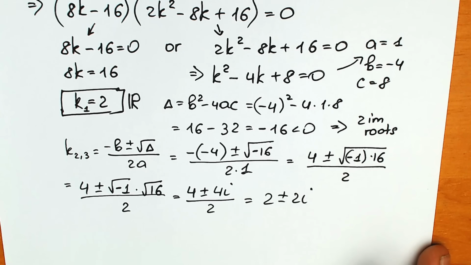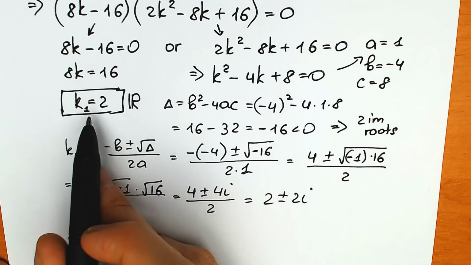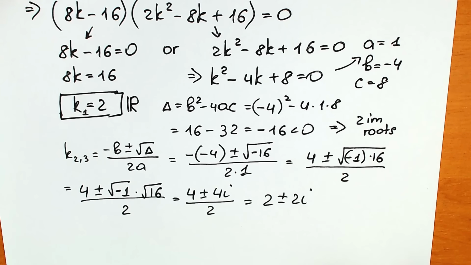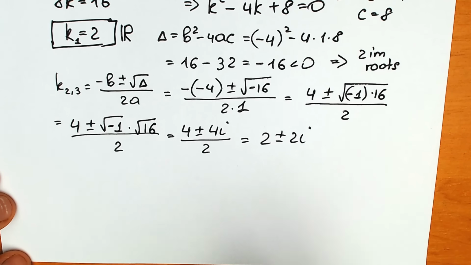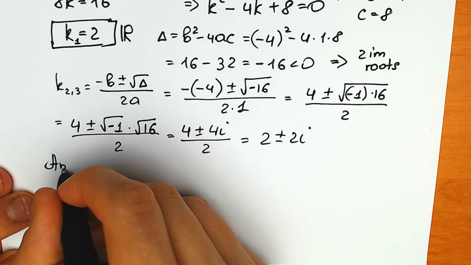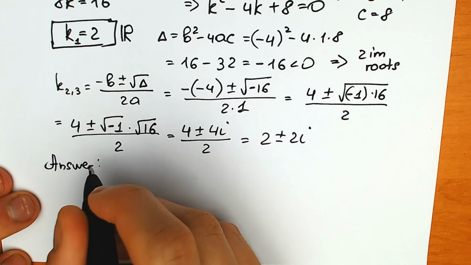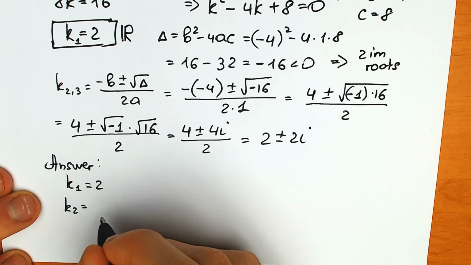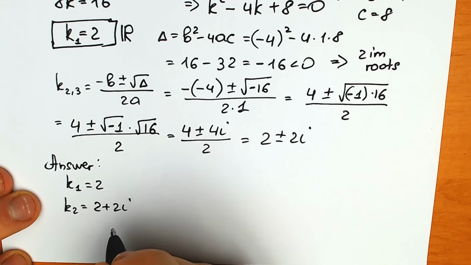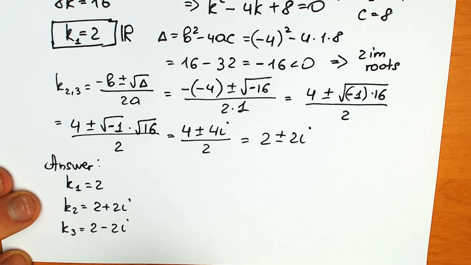So let's write our final answer, and in the end we're going to check real quick our k equal to 2, and I'm going to give you a few really important hints for students and for everyone. So our answer to this question: k first equals 2, k second equals 2 plus 2i, and k third equals 2 minus 2i. Few really important hints.